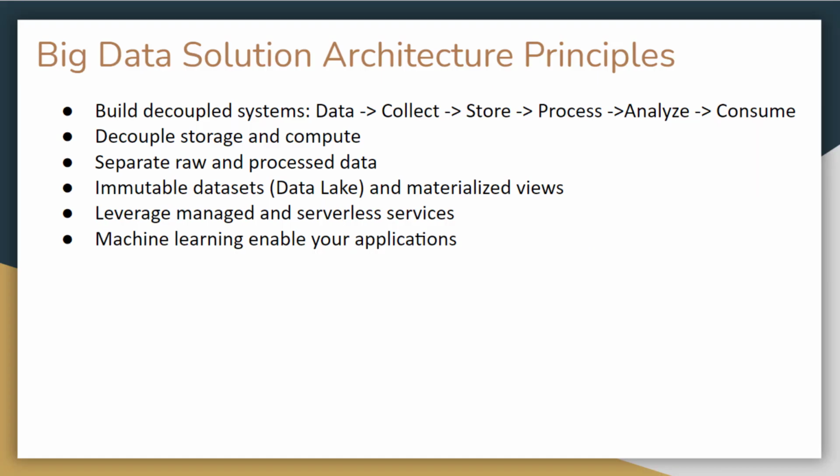Both AWS and GCP follow the big data solution architecture principles. Both build decoupled systems among the stages of the big data lifecycle, from input source data, data ingestion and collection, to stored data, process data, and analyze data, to then the output data for the consumers.